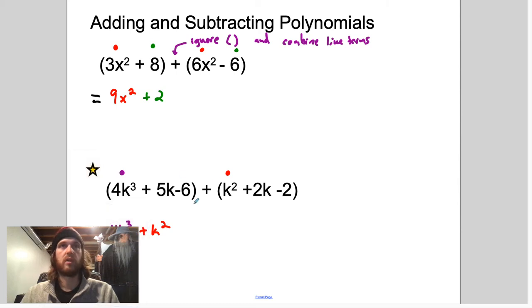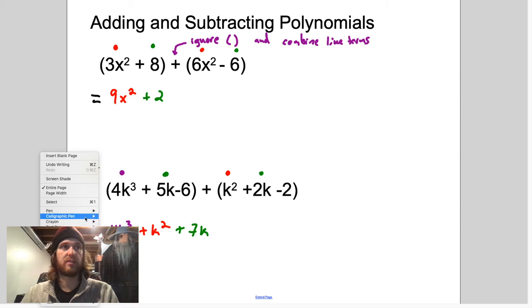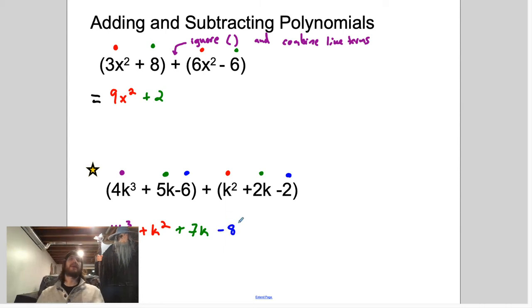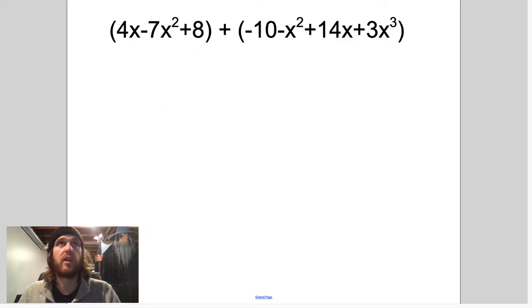Joyriding. Okay, and then degree 1. This is degree 1. This is degree 1, so we can add their coefficients. 5 plus 2 is plus 7. Okay, and then lastly is degree 0, which is the negative 6 and the negative 2, which will be minus 8. So that's how you add two polynomials. Go ahead and give this one a shot on your own, and we'll go over it momentarily.